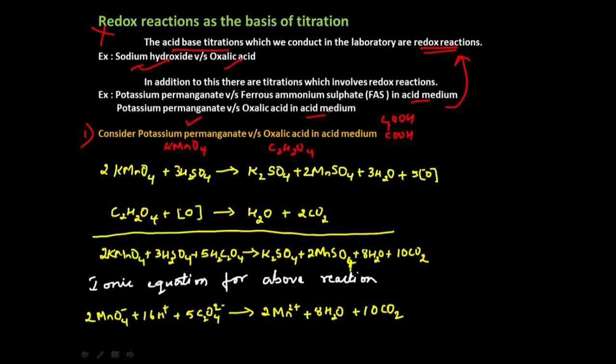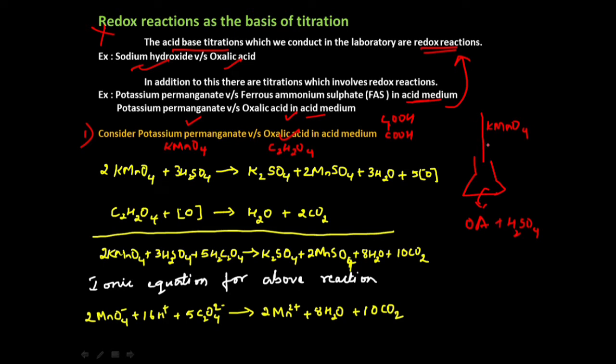So now you see here, titration of potassium permanganate versus oxalic acid. First we have to set up the titration setup like this. We will have a burette and a conical flask. In the burette we will take potassium permanganate, that is KMnO4. In the conical flask we will take oxalic acid, that is C2H2O4. Since we are carrying out this experiment in acidic medium, we will add a small amount of sulfuric acid, that is H2SO4.